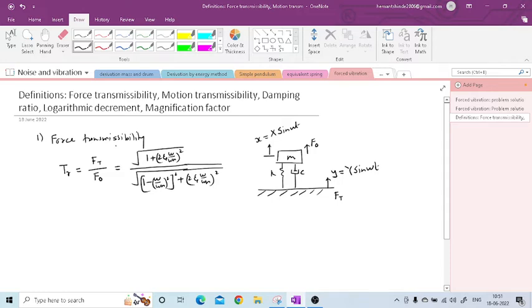And what is the definition of transmissibility? It is the force transmitted to the support because of the impressed force on the vibrating system, that is F0. So it is the ratio of Ft by F0. It is nothing but the force transmissibility. Similarly, we can give the definition for the second term, that is the motion transmissibility.